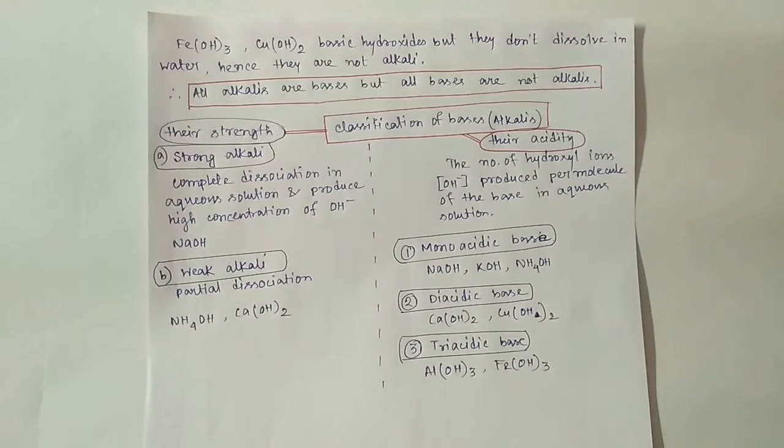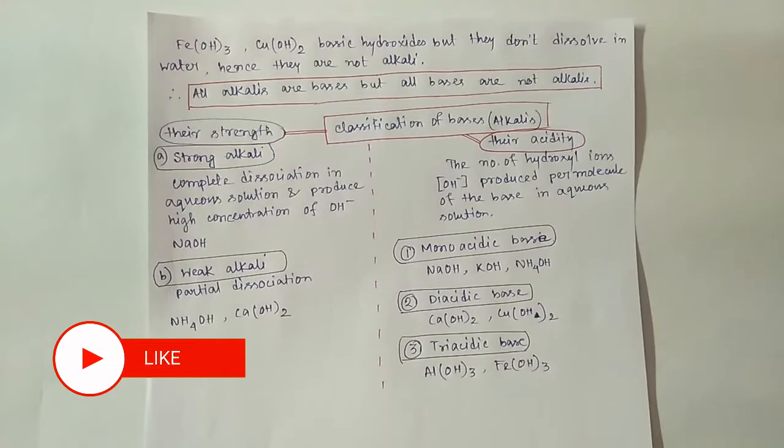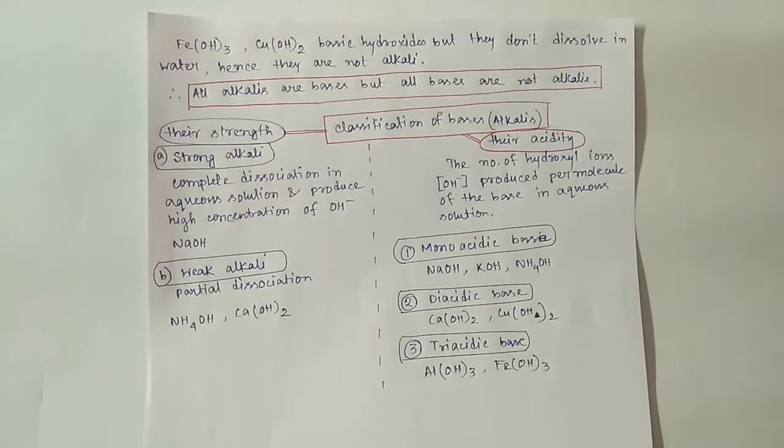Actually, it can be classified into two categories, based on their strength and based on their acidity. So what is strength? Strength is associated with the dissociation process. If there is complete dissociation into ions within the aqueous solution, then it will be a strong alkali. For example, NaOH and KOH, sodium hydroxide and potassium hydroxide, are strong alkalis because they dissociate completely in aqueous solution and produce a high concentration of OH minus.